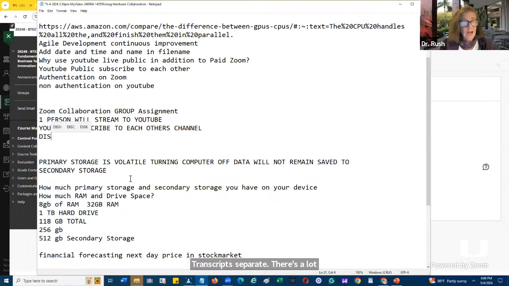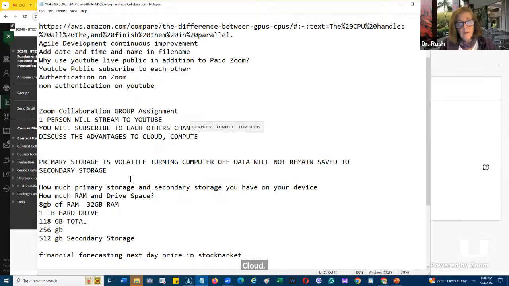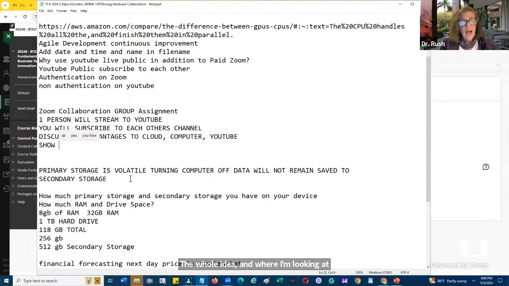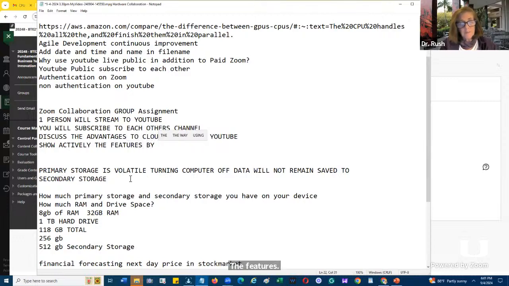So you want to discuss the advantages of cloud, computer, and YouTube. And you want to show it. The whole idea, and where I'm looking at it, is you want to show actively the features by sharing your screens as much as possible. And now you know it a bit.